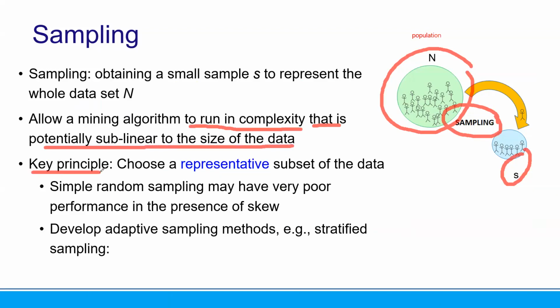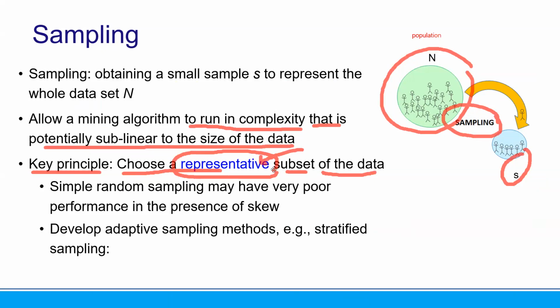So the key principle is we need to choose a representative subset of the data. Okay, so the keyword is representative. So we want to find the best data that can represent the whole population.